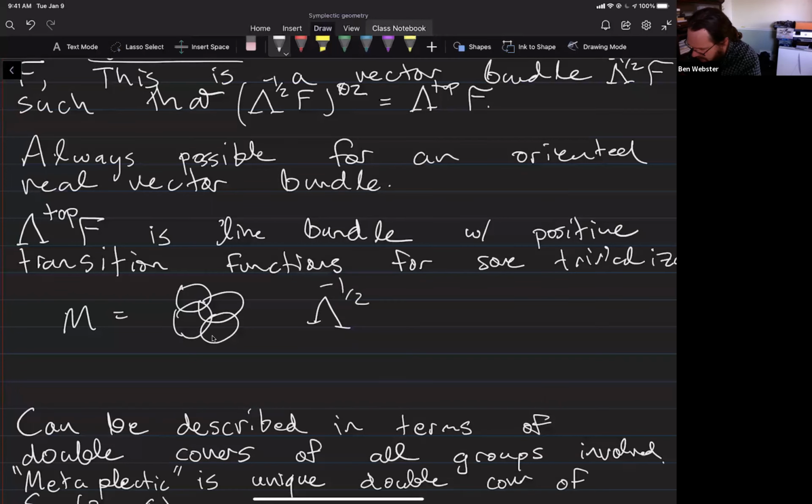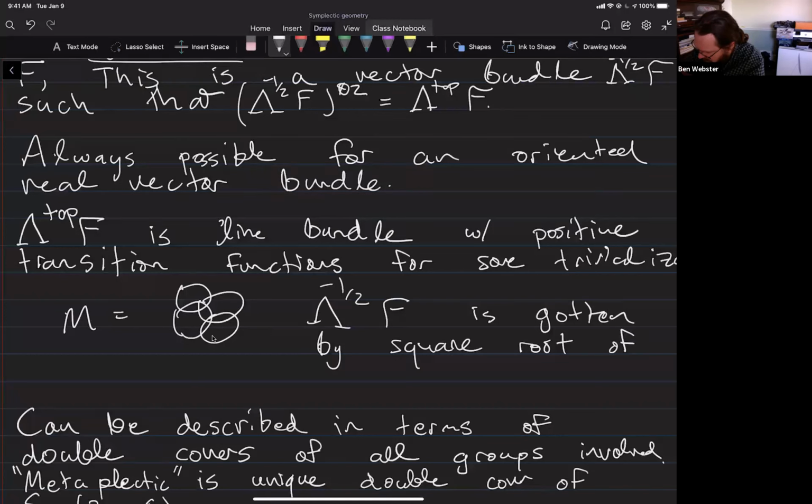So this minus 1/2 f is gotten by just taking the square root of those transition functions. And of course, we would be in trouble if I had any negative numbers or any complex numbers. But because I actually only have positive real numbers, I can do this naturally.